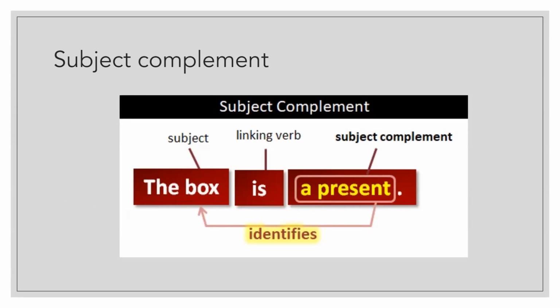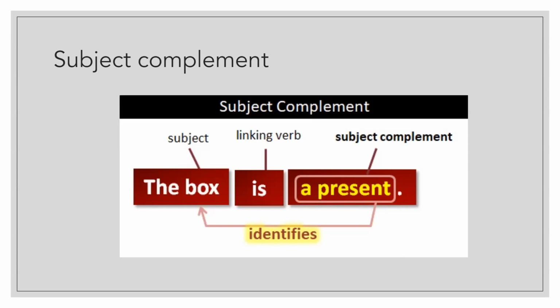The box is a present. So the verb to be, it's kind of like an equal sign in mathematics. 3 equals 3, 1 equals 1, right? There's no action going on here. The box just is a present. So we call that second noun phrase a complement. It's not an object, right? It's a complement, and it's the subject complement because it's the same thing as the subject.